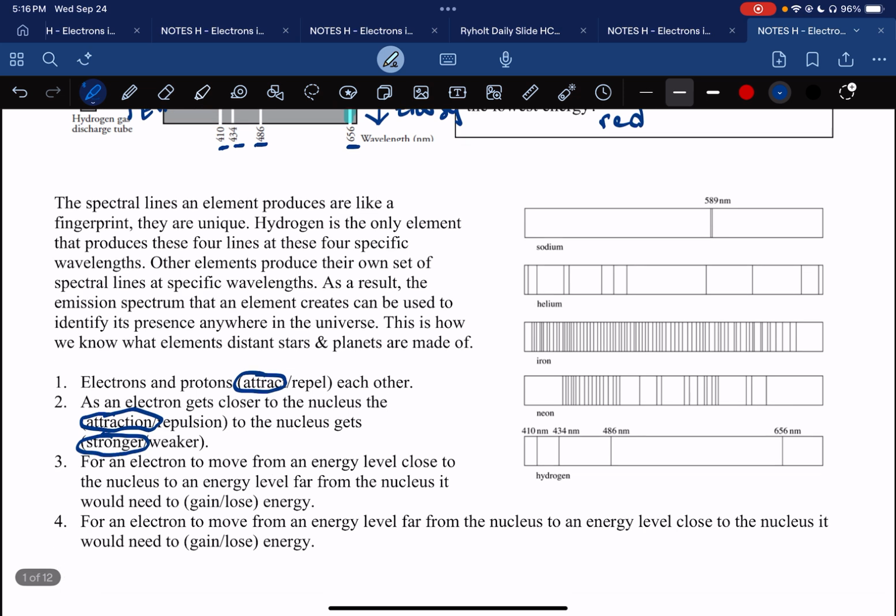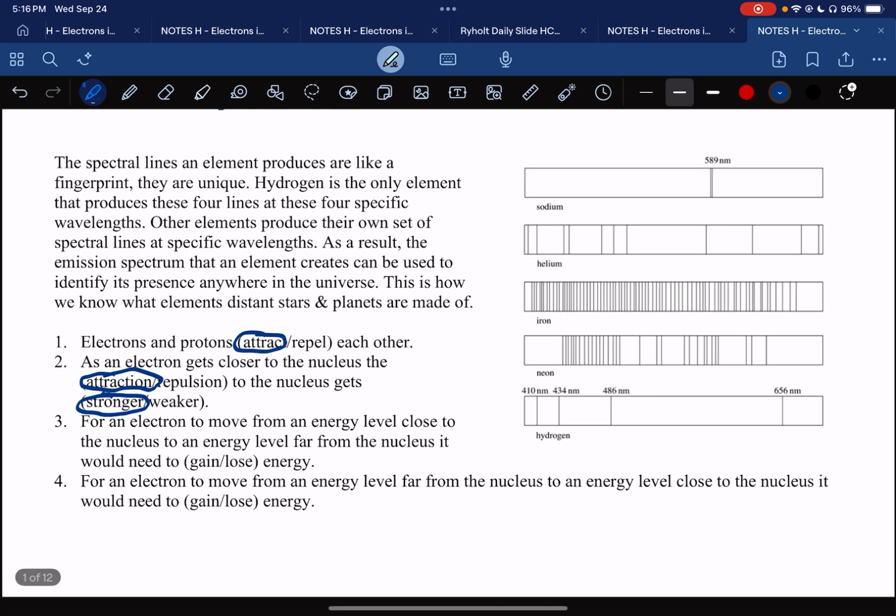And now here's a kind of new concept. It says, for an electron to move from an energy level close to the nucleus to an energy level far from the nucleus, would it need to gain or lose energy? So let's see what this really looks like. We'll draw a little Bohr model right here.